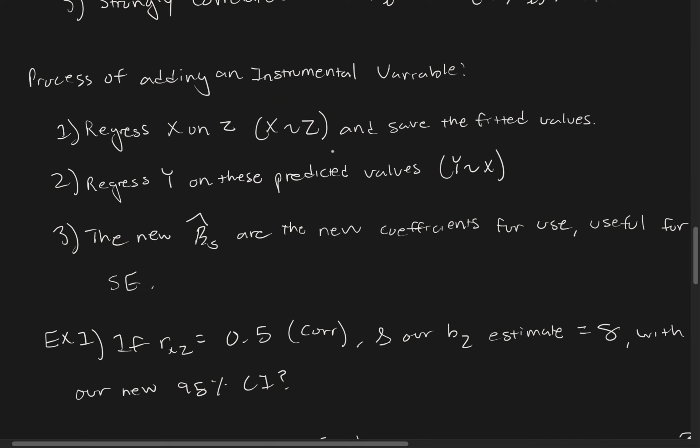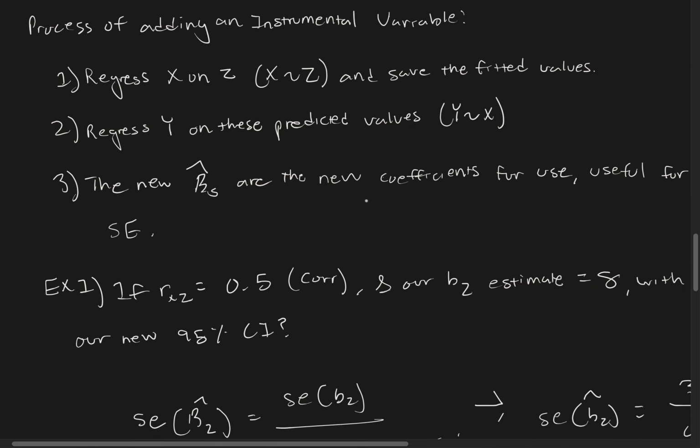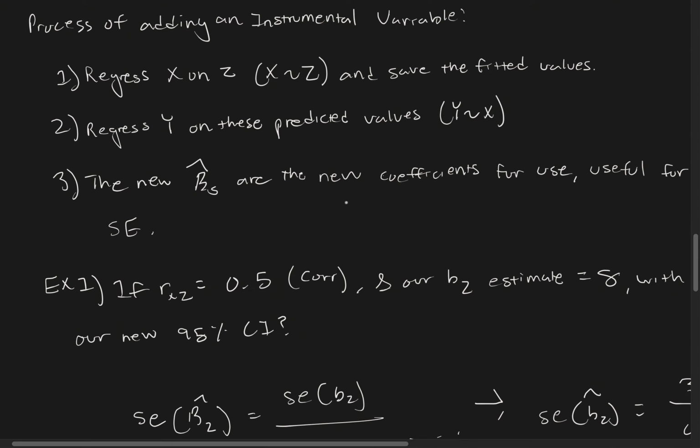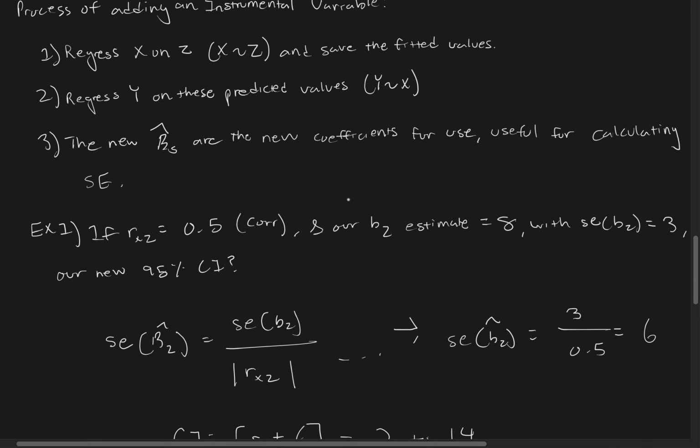So we regress X on Z. In a way, we compare how different or similar X is to Z. We'll save the fitted values, so we'll save that function, and we'll use those fitted values to regress Y on them. And when we do that, we'll receive our new coefficients, and those new coefficients are what we can use, along with the standard errors, for things like hypothesis testing.